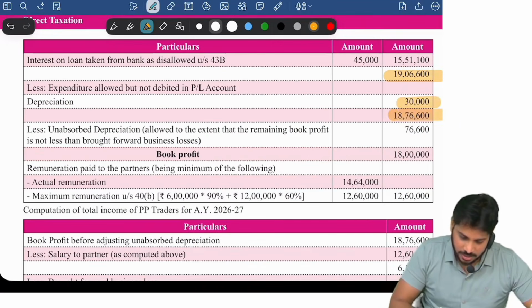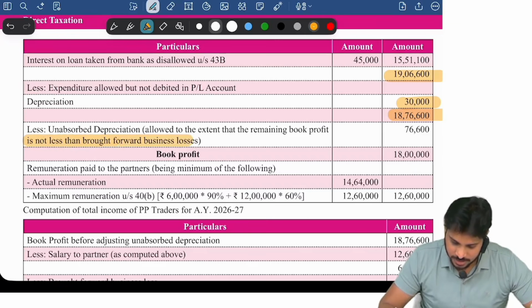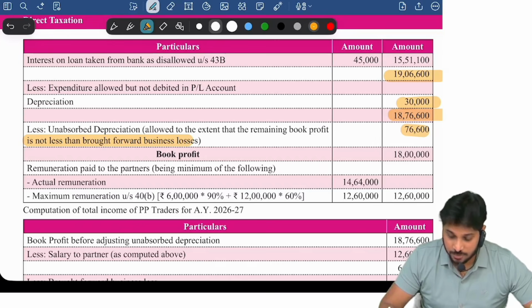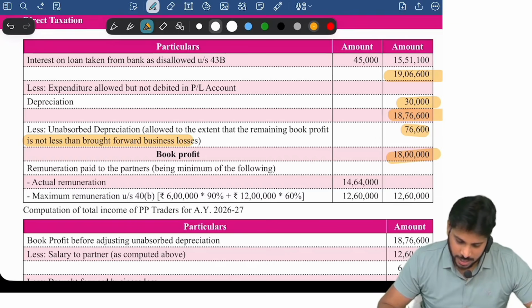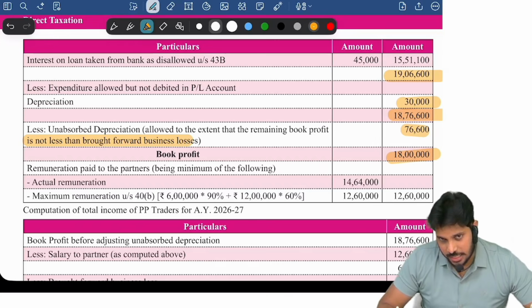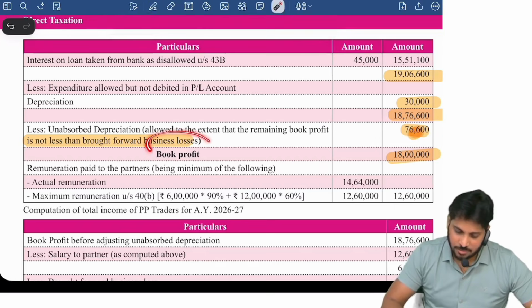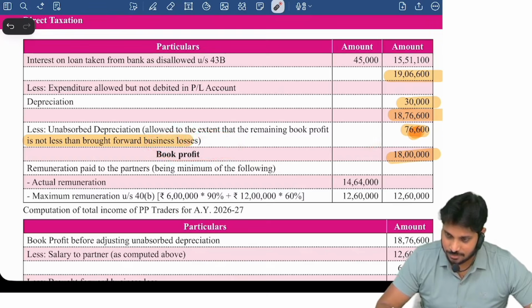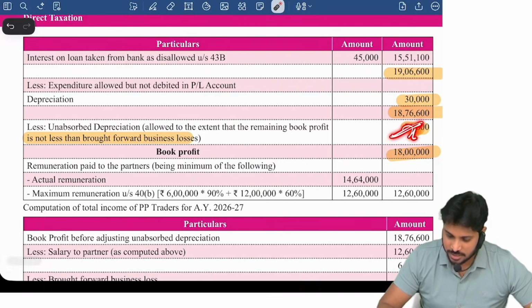Unabsorbed depreciation is allowed to the extent that the remaining book profit is not less than only 76,700. No, that's wrong. You can take the entire 2 lakhs of unabsorbed depreciation. Then you get this answer. This is something wrong. Unabsorbed depreciation is allowed to the extent that remaining book profit is not less than brought forward business loss. I think they're taking beneficial treatment. No, you should not take like that. So 2 lakhs you should reduce here. Here they applied income computation logic which is wrong. Here you have to take 2 lakhs. Reduction should be 2 lakhs. Clear?